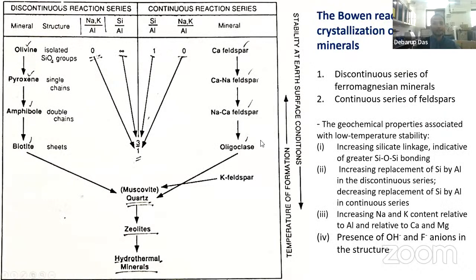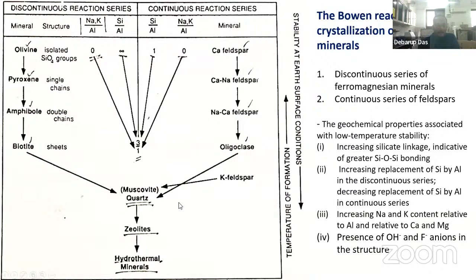So finally, this is a series. I will not describe much. This series is the Bowen reaction series for crystallization of primary minerals. Please remember, the series for crystallization of primary minerals is the Bowen reaction series. It has two branches: the discontinuous branch and the continuous branch.